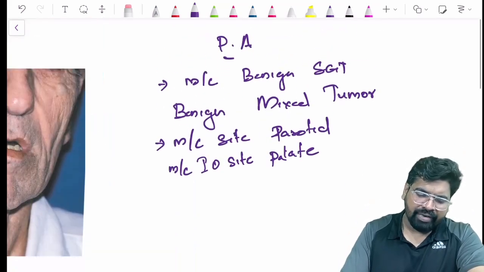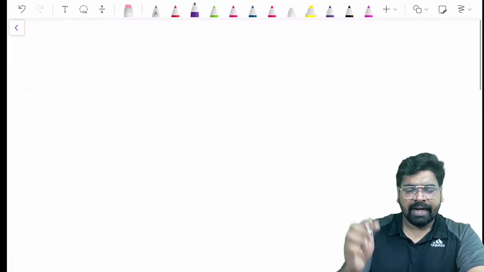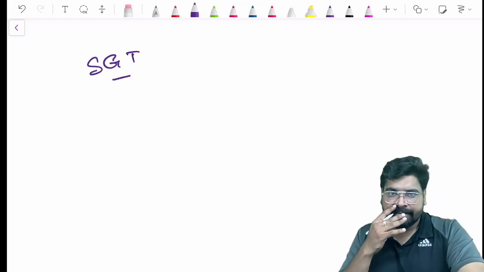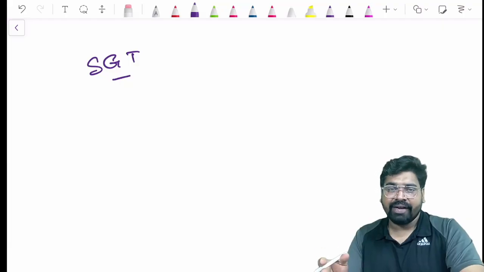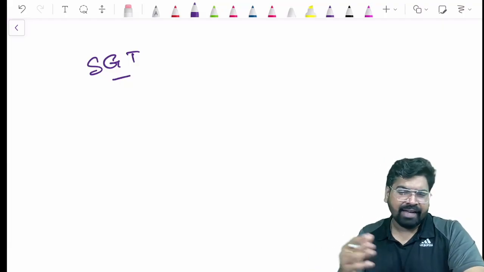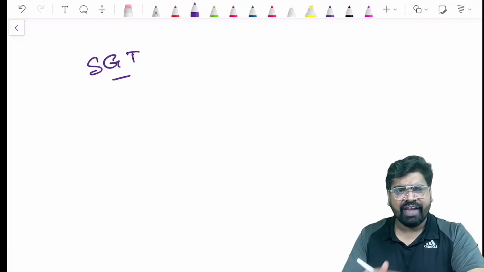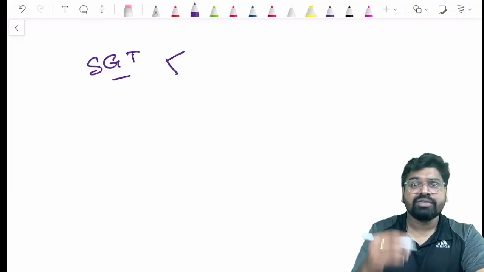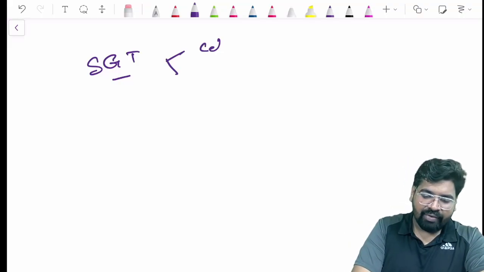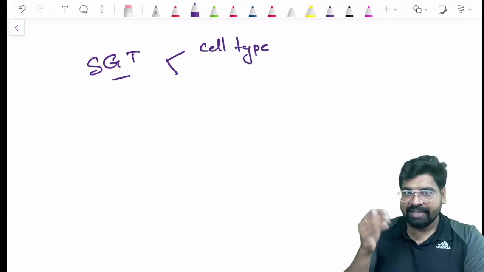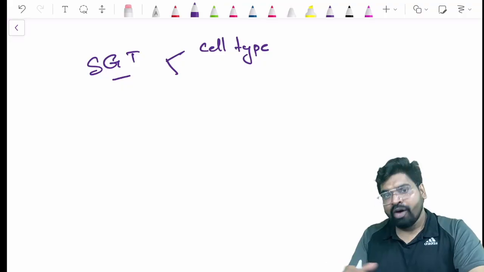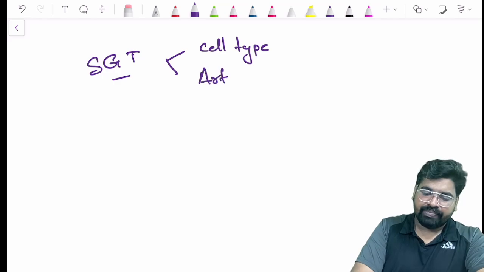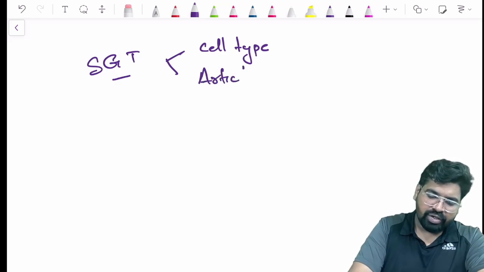Pleomorphic adenoma. Now, how do we learn a salivary gland tumor? We have learned cysts in the form of lumen, lining, and capsule, right? What is in the lumen, how is the lining, and is there any specialty for the capsule? This was the way we used to learn cysts. For salivary gland tumors, there are two things you should know. What is the cell type? Whether it is luminal, subluminal, or biphasic. And what about the architecture?